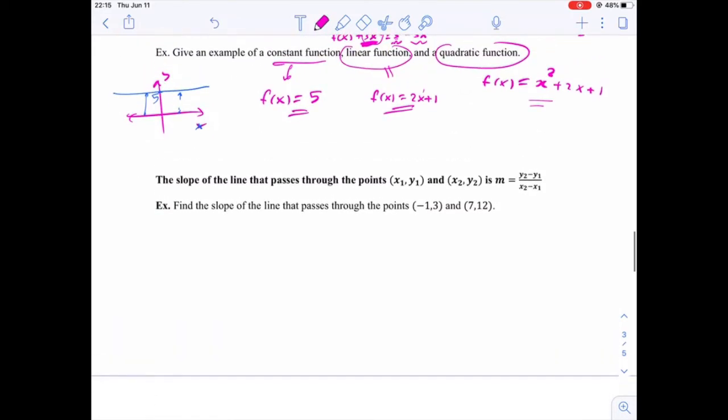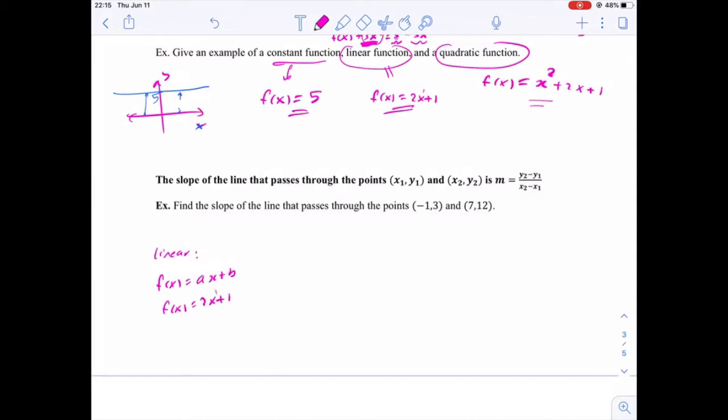Now, the slope. What is the slope of the linear function? Now we are focusing on the linear functions. And I mean by linear function, a function that can be written as f of x equals ax plus b. For example, f of x equals 2x plus 1. This is a linear function. The power of x is 1.